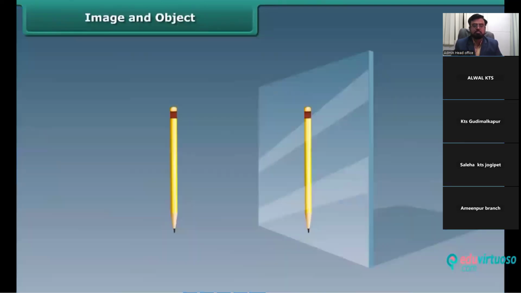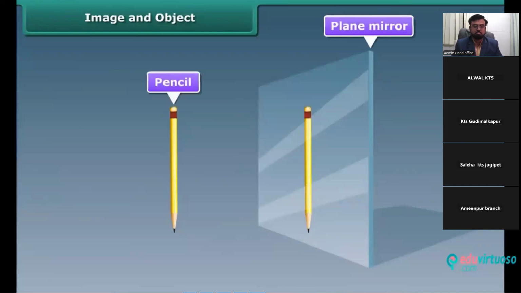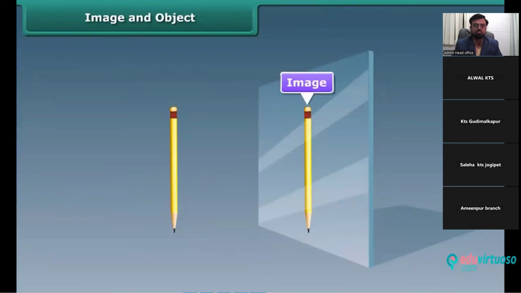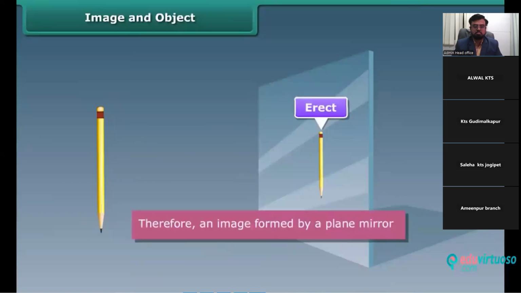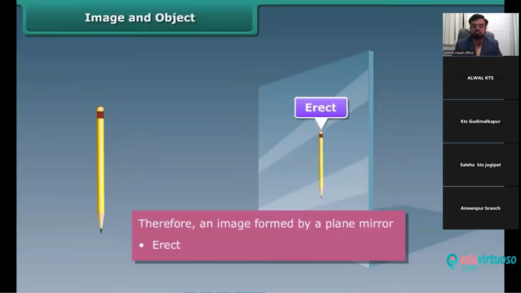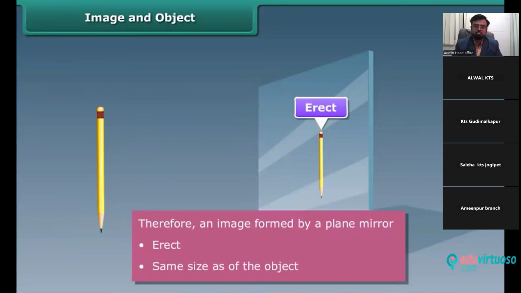Image and object. Take a plain mirror and place a pencil in front of it. The pencil which appears behind the mirror is called an image, and the pencil itself is called an object. What happens if we place the pencil at different positions in front of the mirror? Well, the image will remain behind the mirror. Such an image is called erect. Therefore, an image formed by a plain mirror is erect and of the same size as the object.